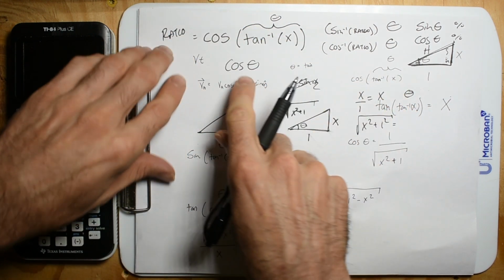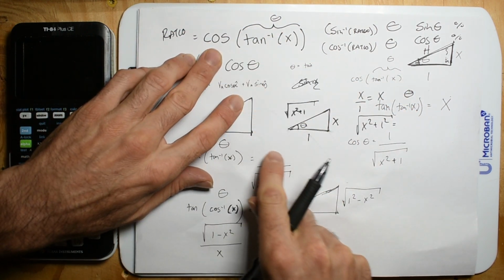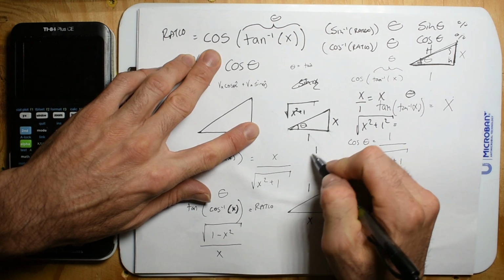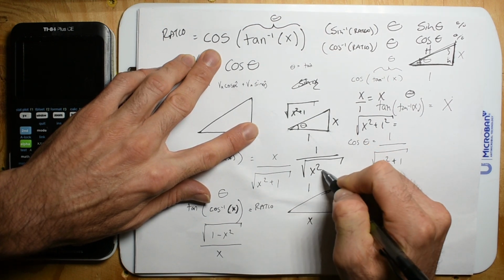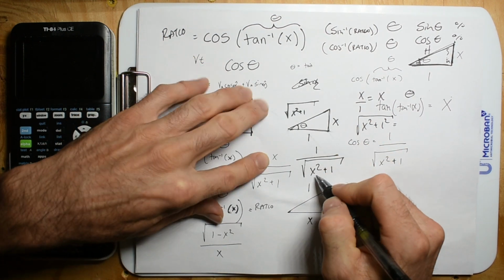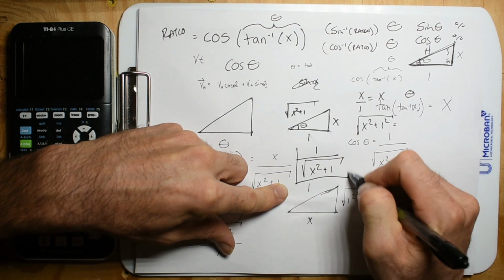Okay, so now what do we say this cosine of our angle is going to be? It's going to be a ratio between the adjacent and the hypotenuse. So we have 1 divided by the square root of x squared plus 1. Hell yeah.